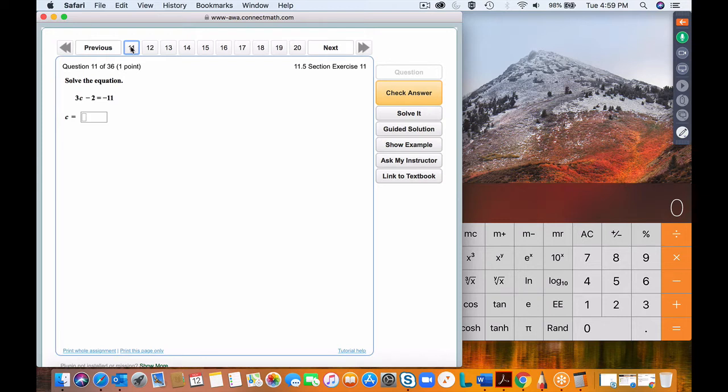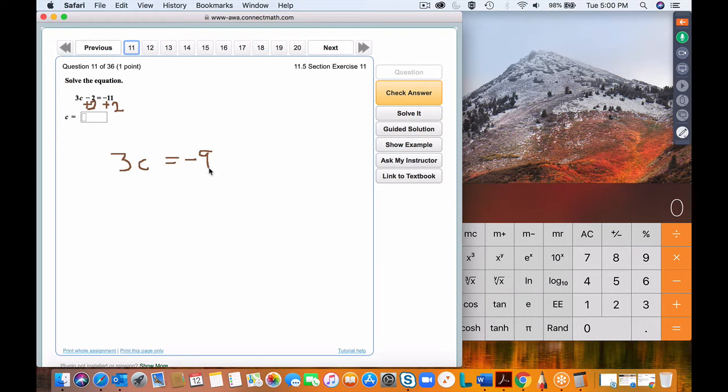We add first plus 2 on the left, plus 2 on the right. That gives 3C equal minus 9. We add first, all right, by plus 2, plus 2, plus 2.